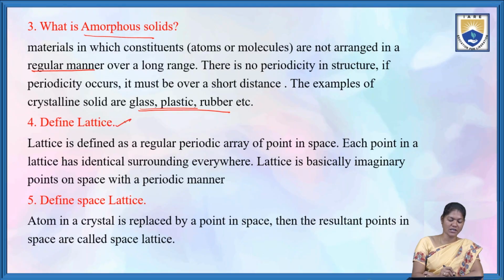Next one, define lattice. Lattice is defined as a regular periodic array of points in space. Each point in a lattice is identical with the surroundings everywhere. So lattice is basically imaginary points in space in a periodic manner.